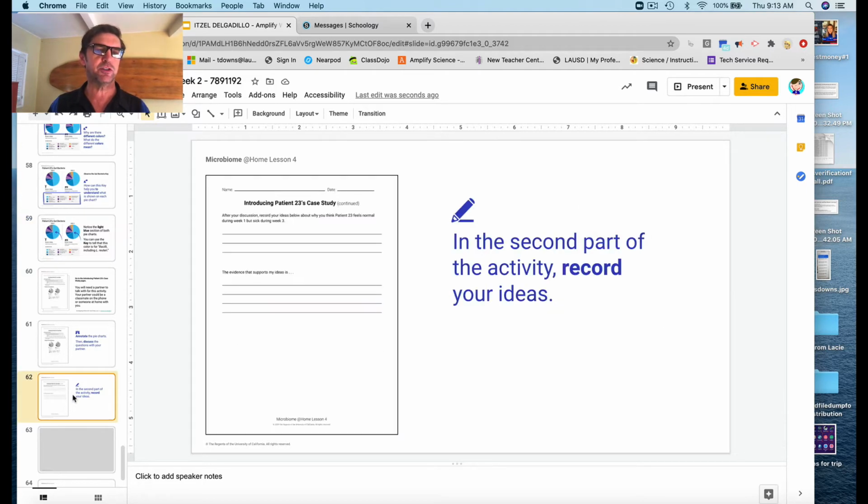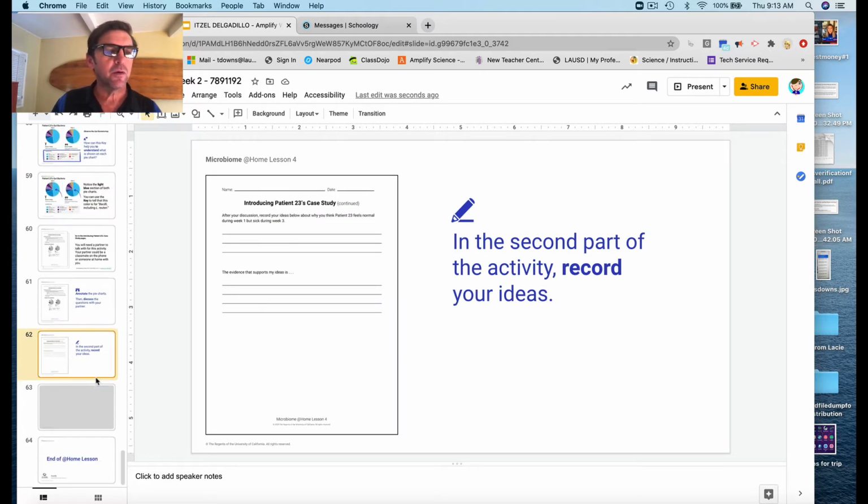So let's go look at our questions again. Here it is. Record your ideas below about why you think patient 23 feels normal during week 1 but sick during week 3. So if you think about it, this is 2 sentences. First you say, I think patient 23 felt good during week 1 because, and then another sentence would be, I think he felt sick because, and then a third sentence would be the evidence, CER, the evidence to support why I think he was sick is, and then you use the chart as your evidence of why you're making these claims.